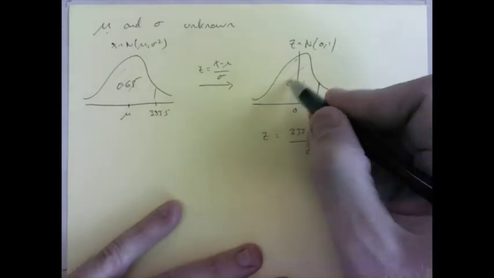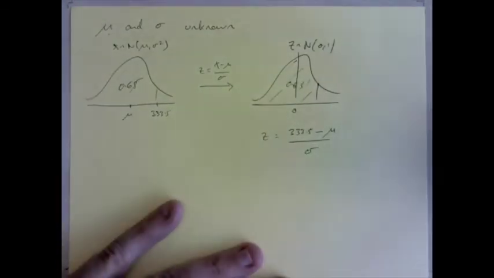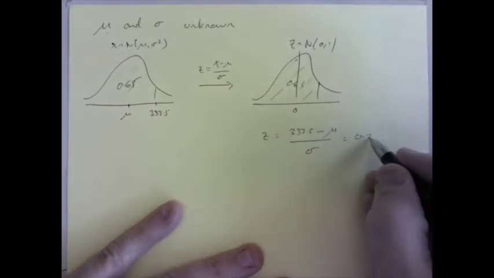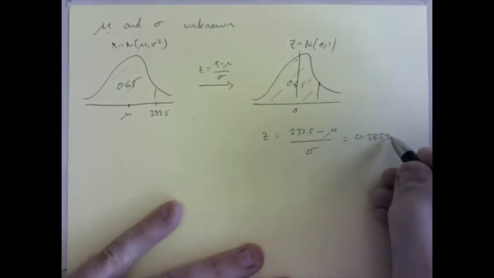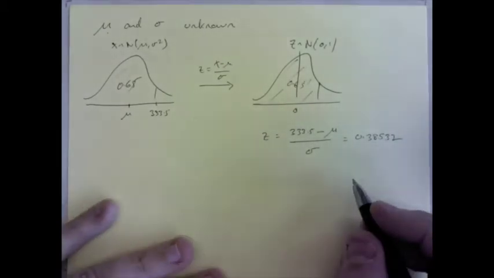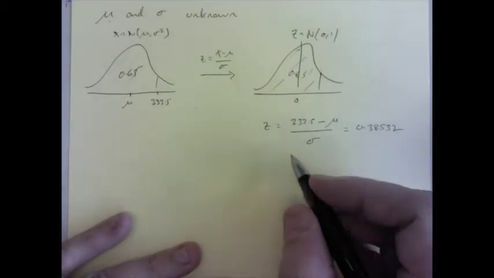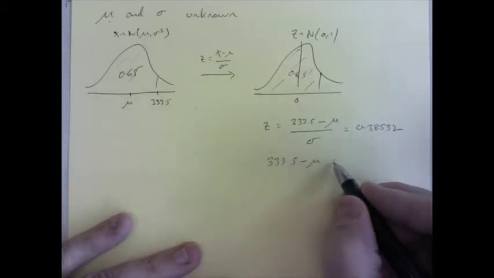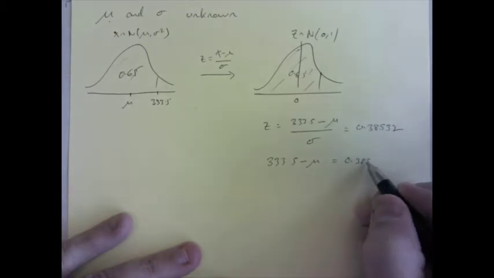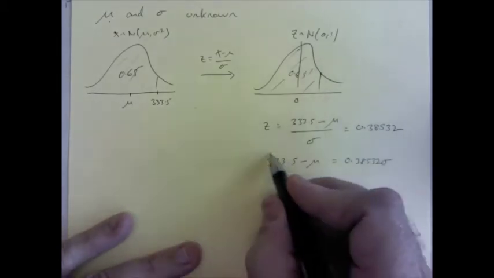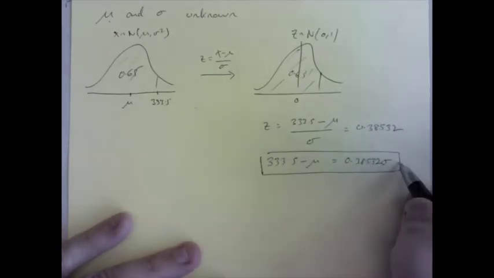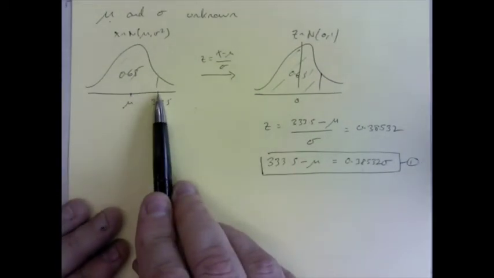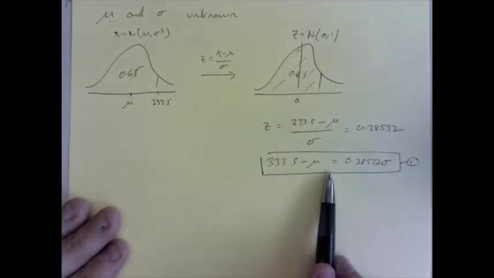Because I know that that area is still 0.65, I can still use inverse normal to tell me that this was equal to 0.38532. So of course, what I've got here, I'm probably going to rewrite this: 333.5 minus mu is equal to 0.38532 sigma. I'm going to put a box around that and call it number 1. One bit of information leads me to one equation.